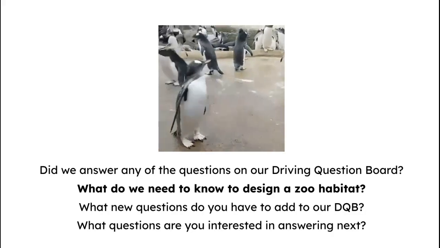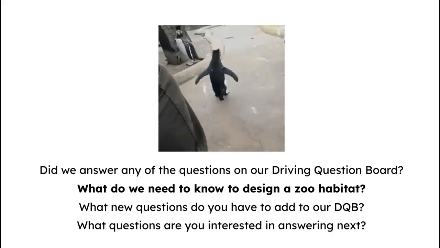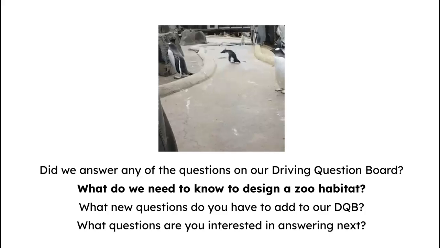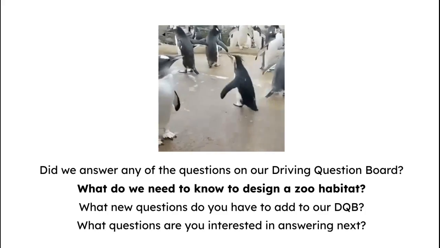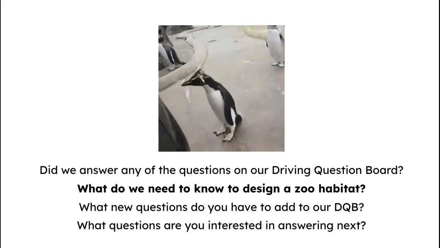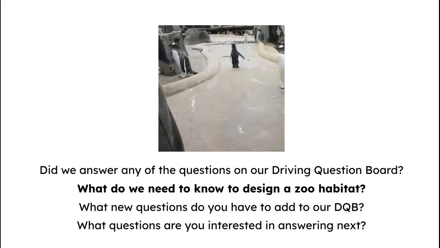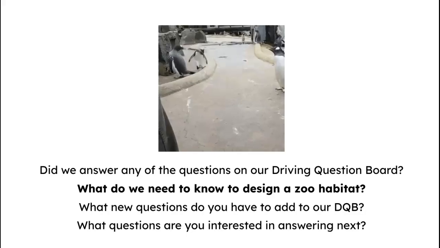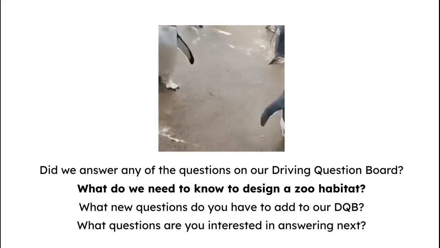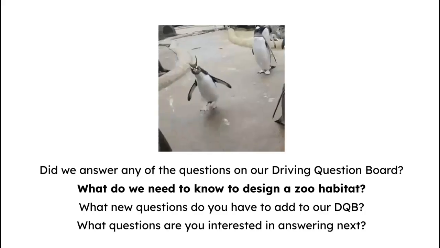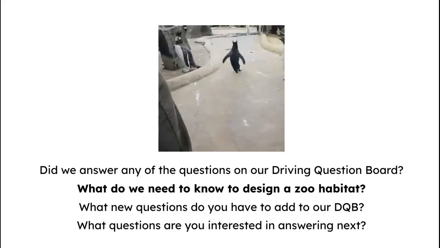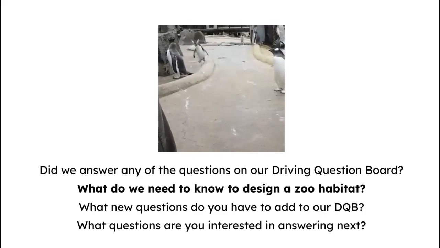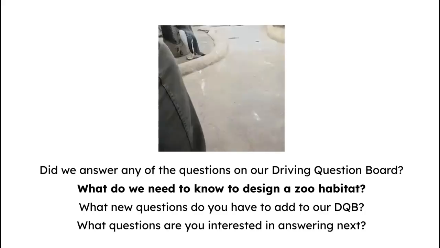To support student sense-making across the unit, you'll orient them back to the driving question board. You'll ask, did we answer any of the questions on our driving question board? If there are questions that have been answered, you can remove them from the driving question board and place them on the summary charts. You can use this as an opportunity to build class consensus to answer the section driving question, what do we need to know to design a zoo habitat?